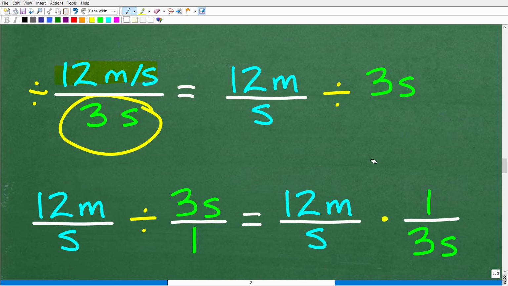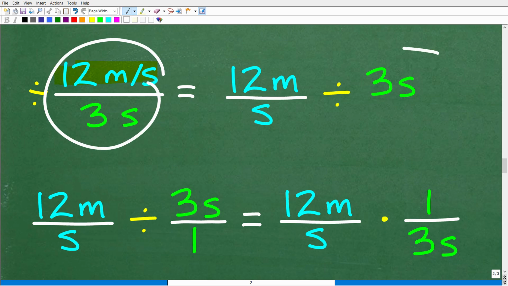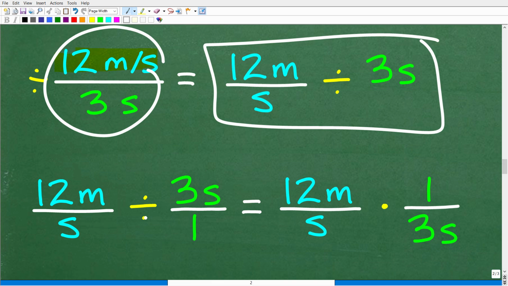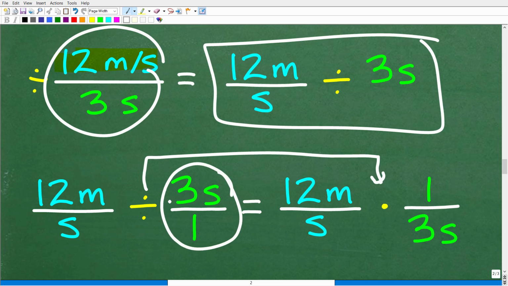Okay, so first things first, we're going to write this fraction this way, and now we're going to divide these fractions. All right, so how do you divide fractions? Well, what we're going to do is change this from a division problem into a multiplication problem by flipping the fraction to the right of the division symbol. So we're taking 12 meters per second, and we're going to divide it by 3 seconds, or 3 seconds over 1. So anytime you want to think of something as a fraction, just put it over 1.